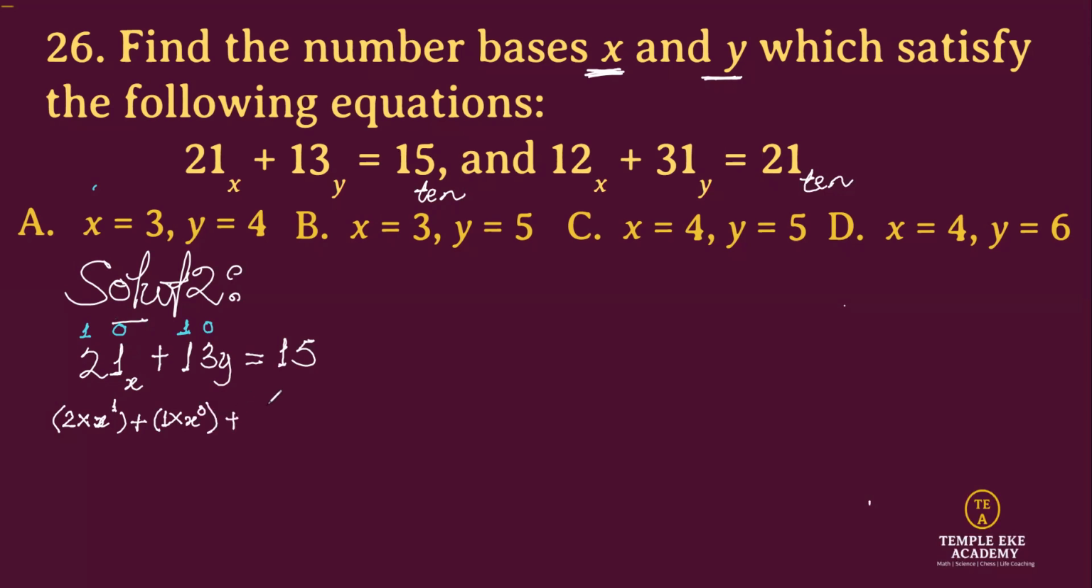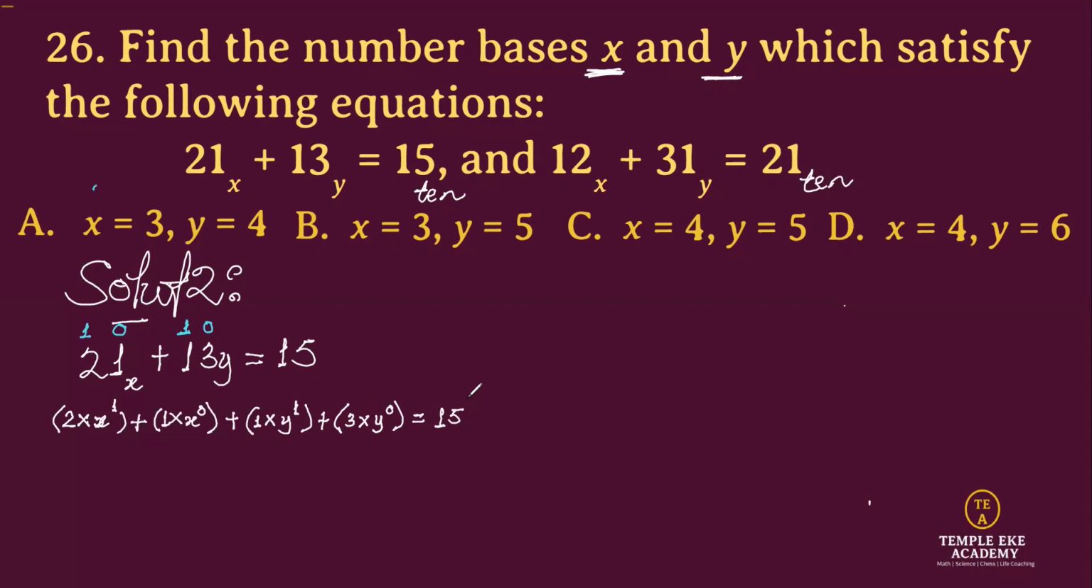We continue in that manner. The next digit is 1 right there, multiplied by the unknown base y, raised to the power of the number written on top of 1, which is 1, plus the next digit, which is 3, multiplied by the unknown base y, raised to the power of the number written on 3, which is 0. All of this equals 15 on the right-hand side.